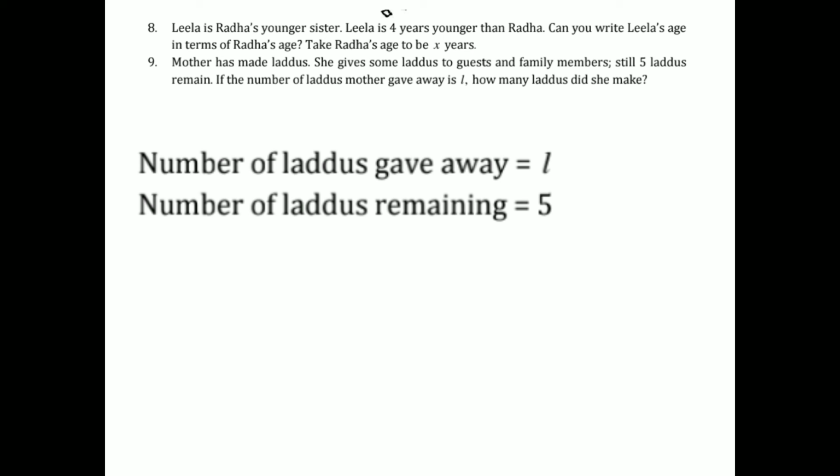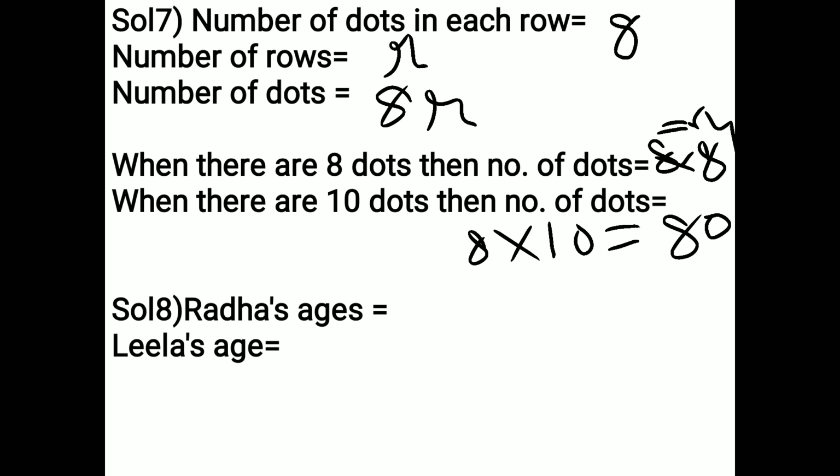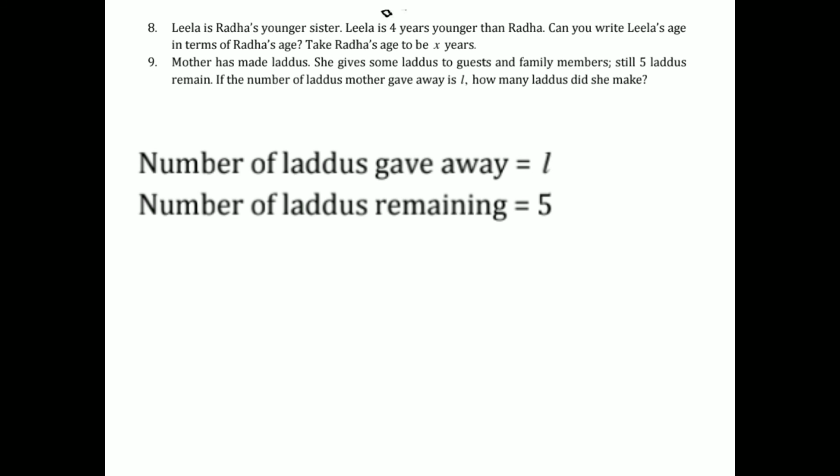Leela is Radha's younger sister. Clear? So Leela is 4 years younger than Radha. They don't know the age of Radha, but they said take Radha's age as X. So we take X. But Leela is 4 years younger. Younger means smaller. So Leela's age will be X minus 4 years. Clear? This is the age of Leela. Now, question number 9. There is a mother who has made laddus.